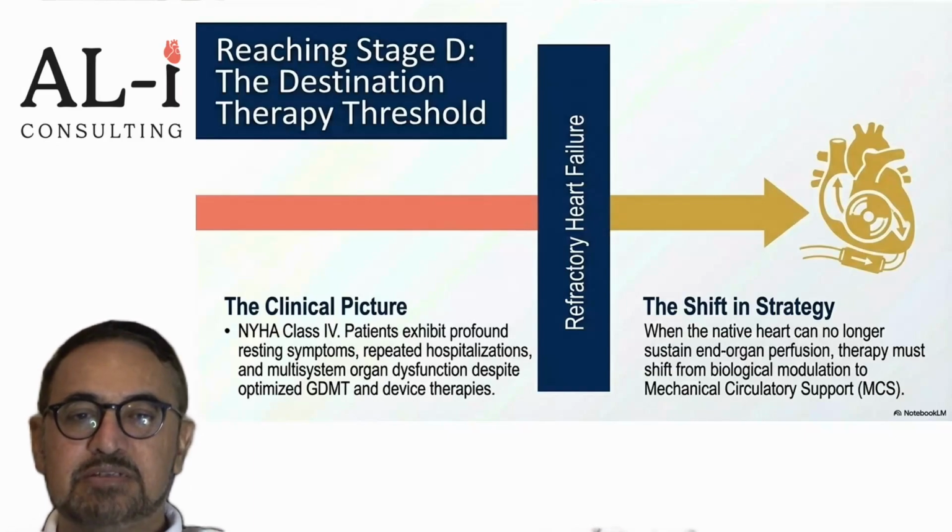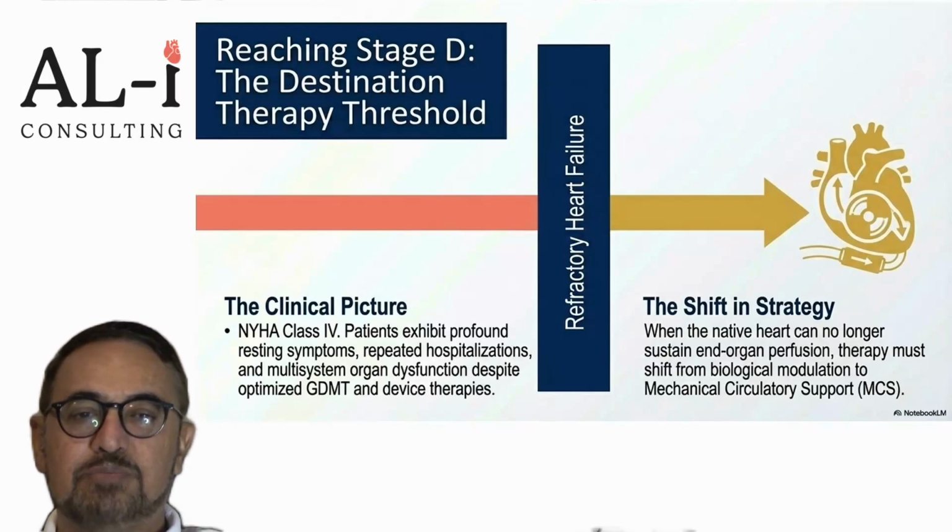The key shift here is strategic. Up to this point, most interventions are trying to biologically modulate the failing ventricle. Once the native heart can no longer sustain end organ perfusion, the goal changes. We're no longer just trying to help the heart work better. We are deciding whether the patient now needs replacement of pump function with mechanical circulatory support. That is why recognizing stage D early is so important.